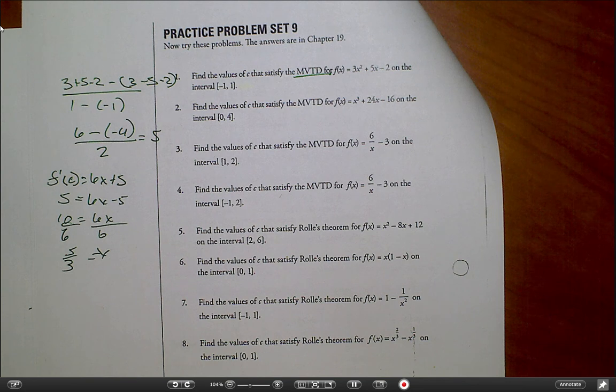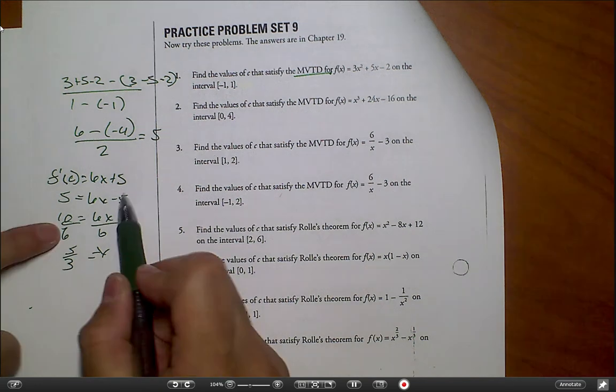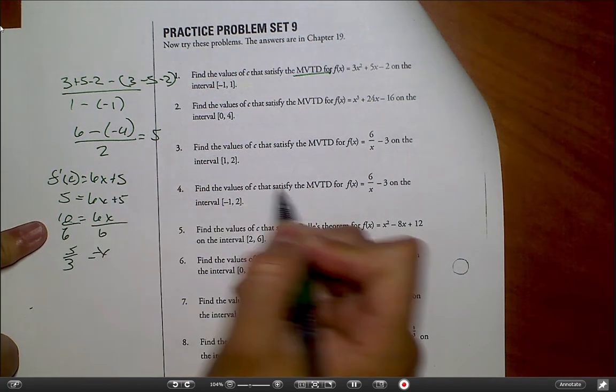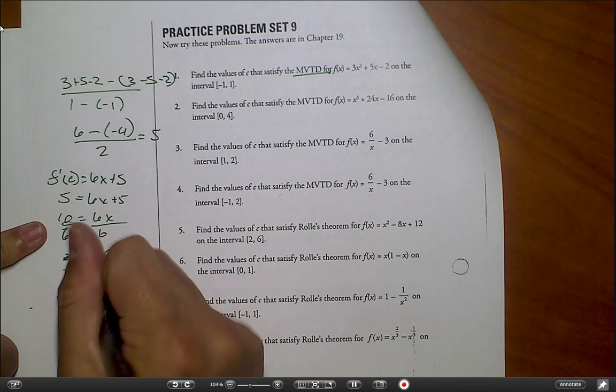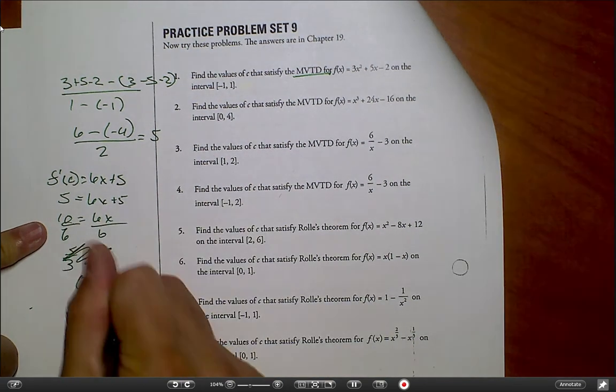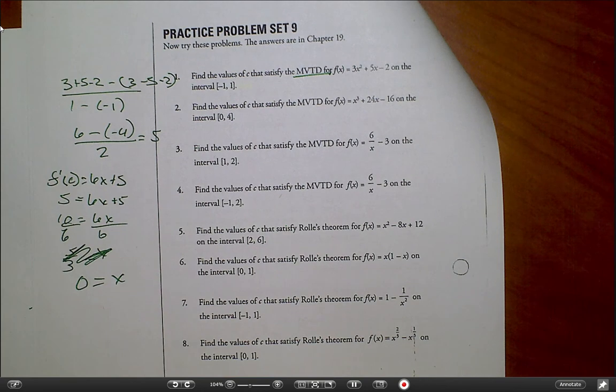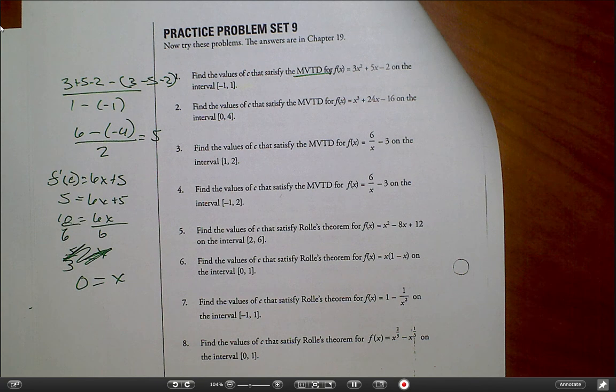So my x value, or my c value in this case, is plus 5. Oh wow, I didn't see that in the first one. I'm sorry. It's just 0. So 0 equals x. Dang, okay. Thank you, all you YouTube fans out there. So when x is 0, my slope is going to be 5.